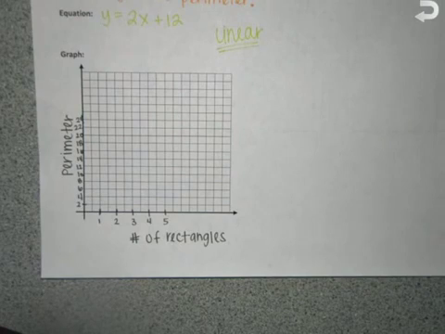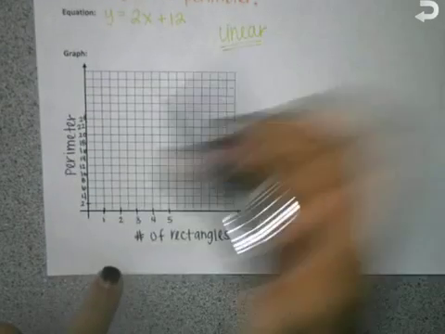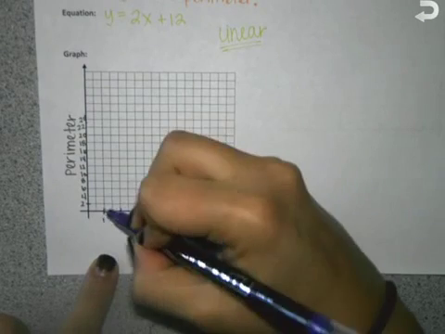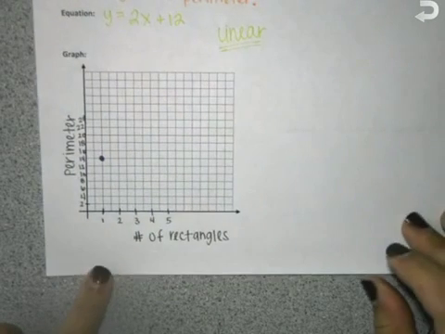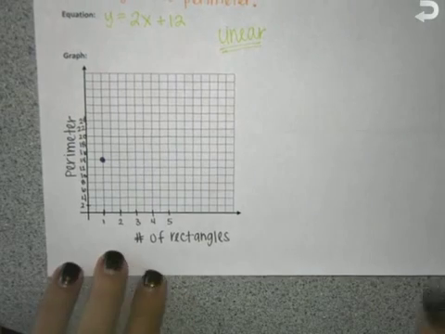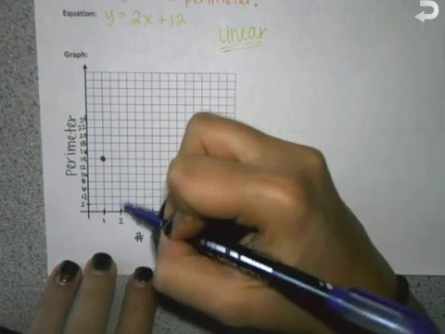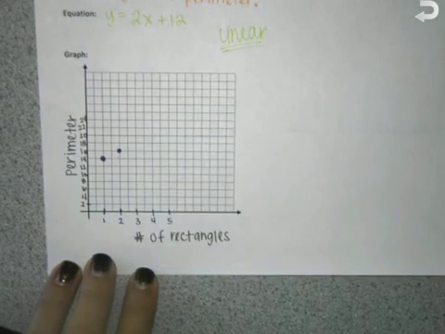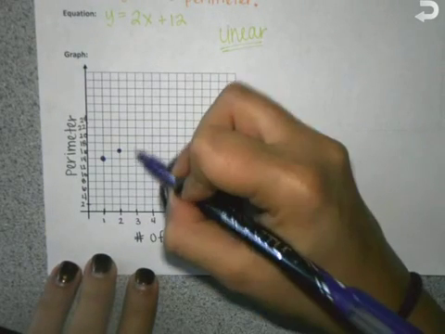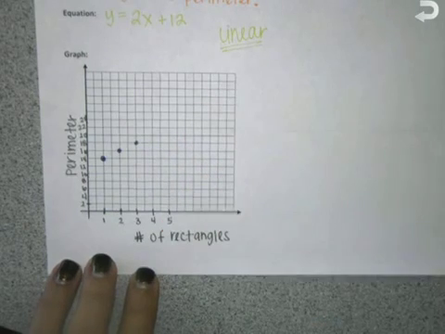Okay, and then let's graph what we have. Our first ordered pair is (1, 14), so that's going to be here, and 14 is here. The next ordered pair was (2, 16), so that's going to be here. The next one is (3, 18). And then (4, 20).